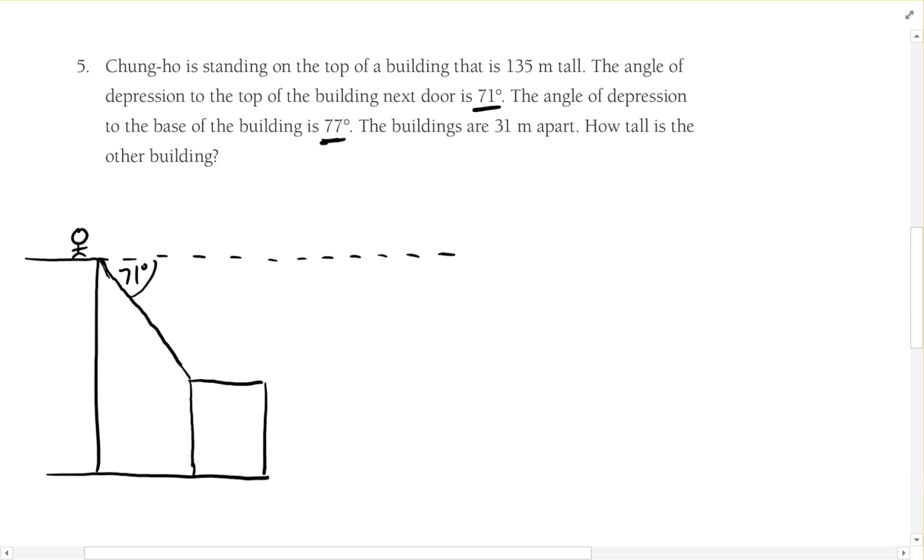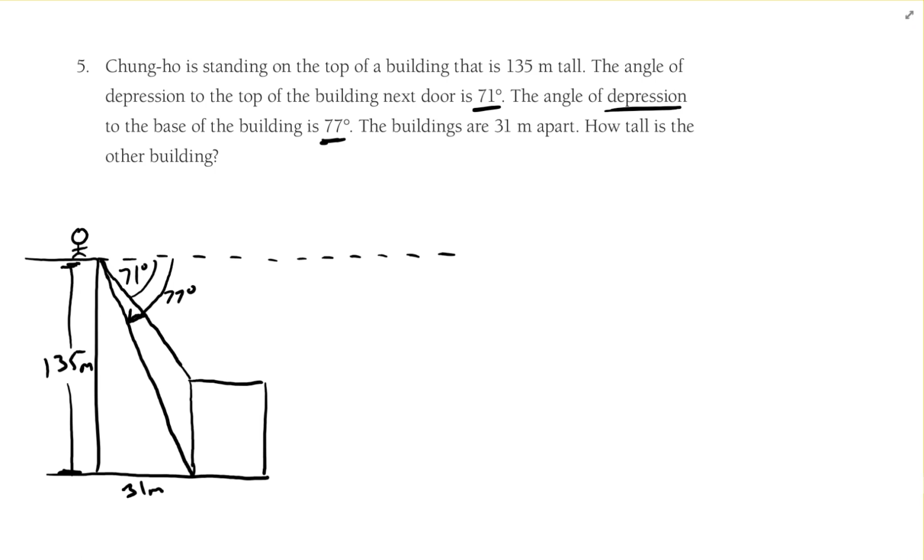So if I drew a straight line from that one down to there, that's going to be 77 degrees from the horizontal, or from that dotted line up there, down to this one, because it's an angle of depression. Okay, and it also says that the buildings are 31 meters apart. So it'd be 31 meters there. And I guess I could have also written in that this is 135 meters from there to there.